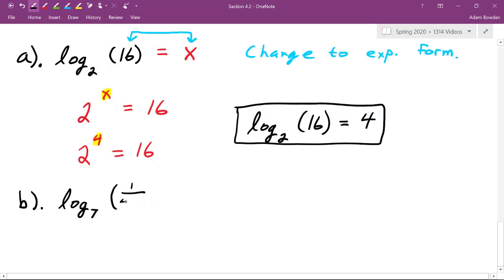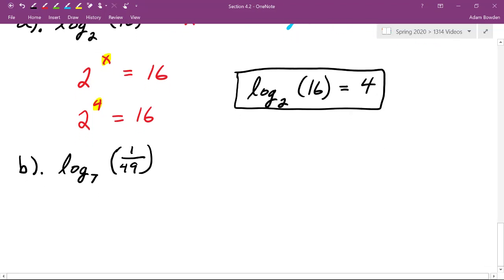Here's log base 7 of 1 over 49. Now let's think about, how are we going to figure out what this is equal to? In the last one I said equal to x, and then I figured out what number needs to go there for x. So the question then is, we've got to convert this into exponential form, so we'll swap out that x and the 1 over 49, change it into 7 raised to the x power is equal to 1 over 49. And so what power do we have to raise 7 to get to 1 over 49?